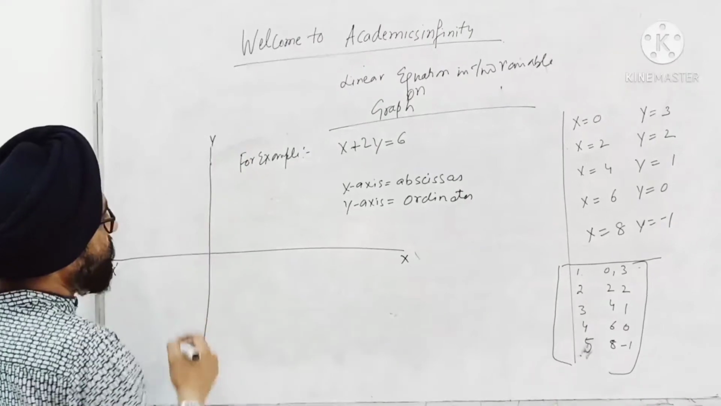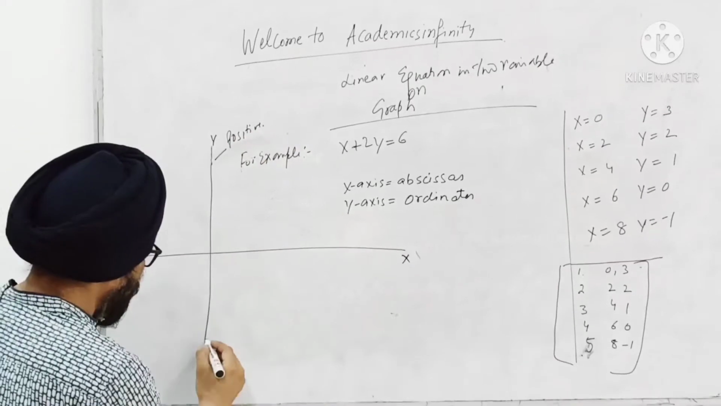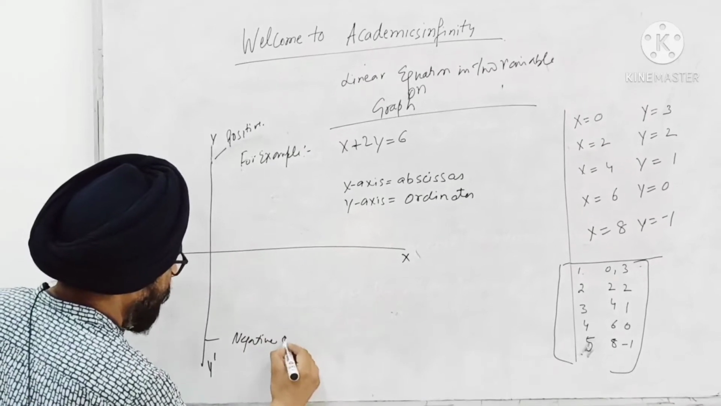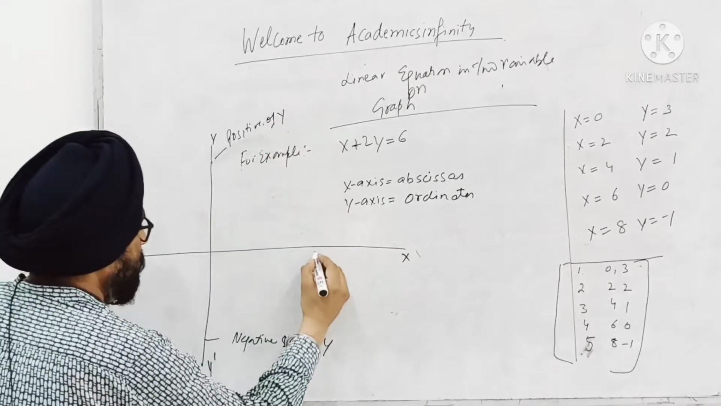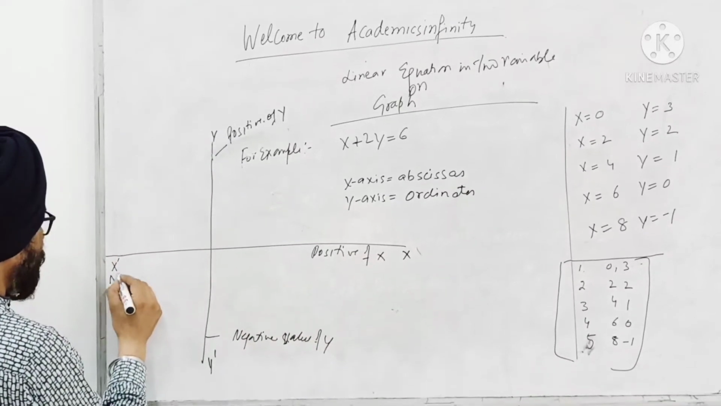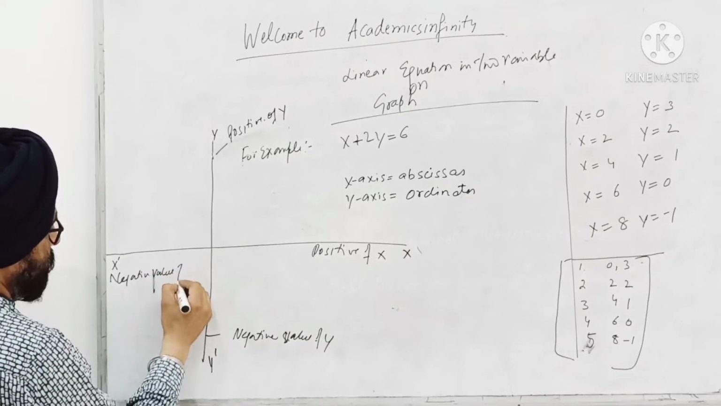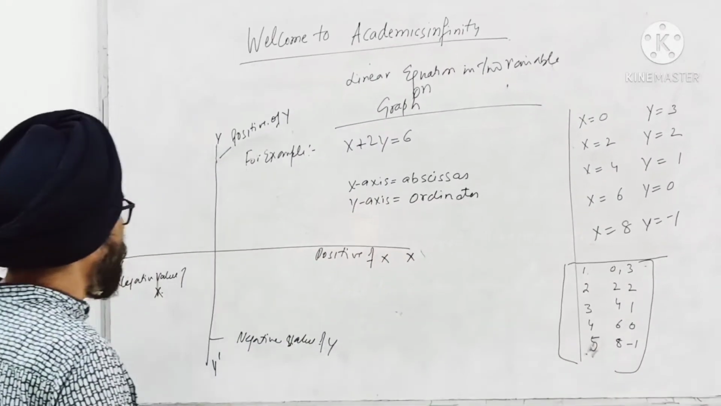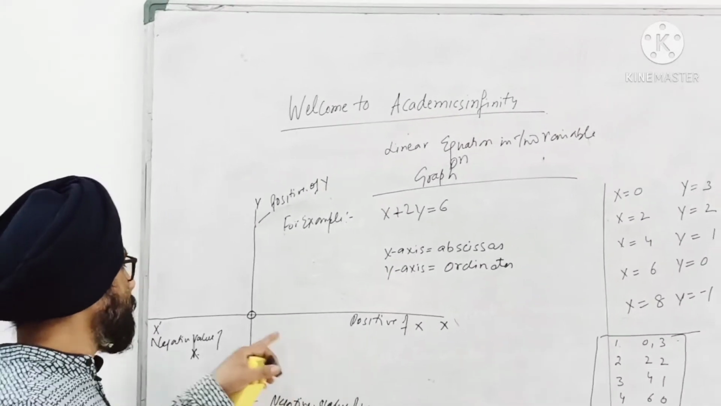Here in the upward direction of y, we will show the positive values of y, and here we will show the negative values of y. Here we will show the positive values of x and the negative values of x. Now the first point is 0, 3. Here the point 0 is the origin of both the x-axis and y-axis.